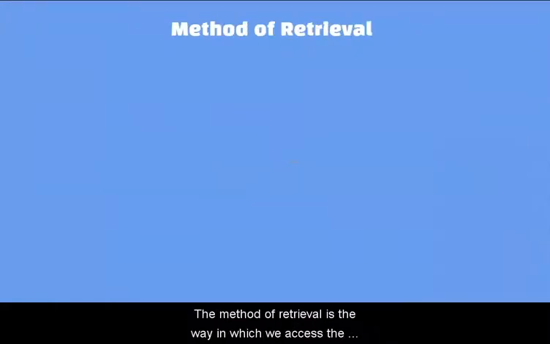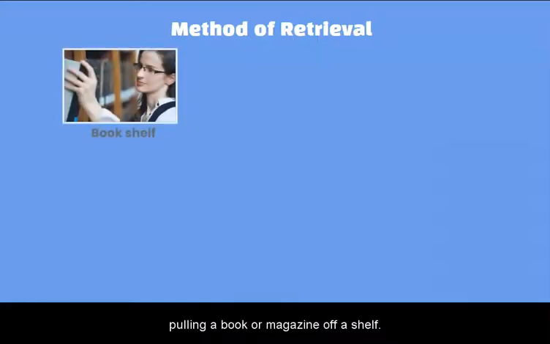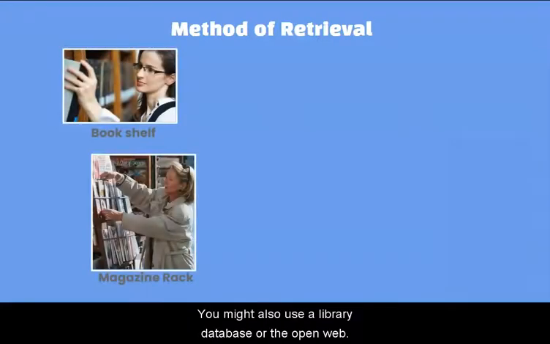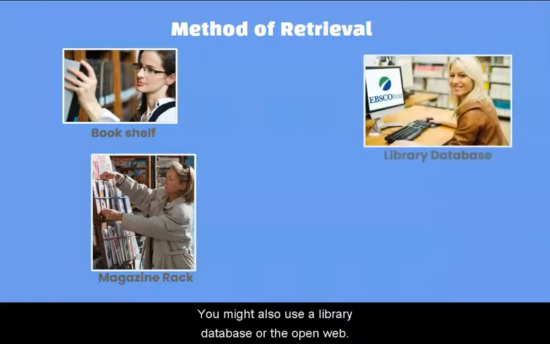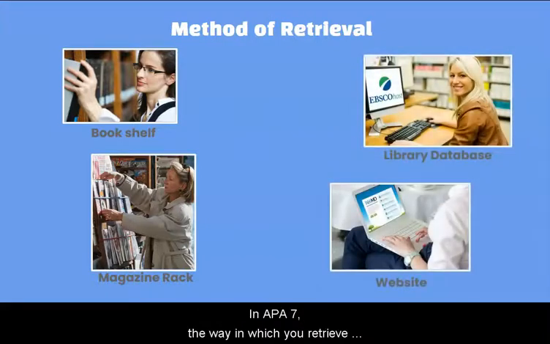The method of retrieval is the way in which we access the work. You might retrieve it by pulling a book or magazine off a shelf. You might also use a library database or the open web. In APA 7, the way in which you retrieve a work matters and will determine how you cite that work.